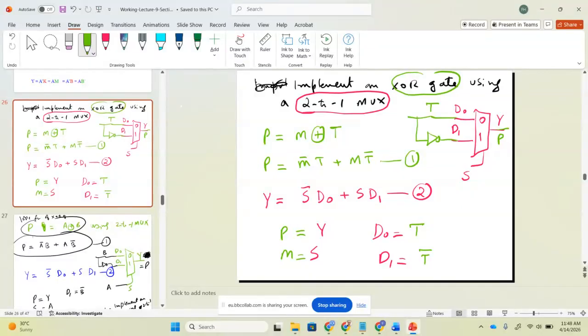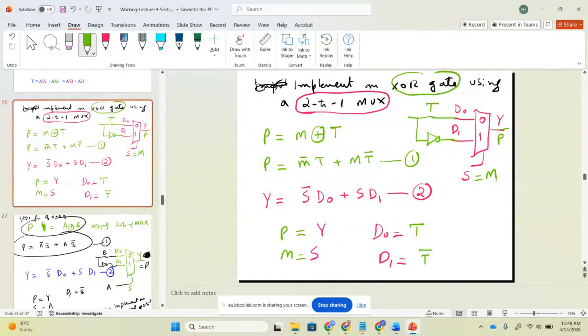And my S is equal to M. So this is how we can implement an exclusive OR gate using a 2-to-1 multiplexer. Any question? In the exam, I may also ask: implement an exclusive NOR gate using a 2-to-1 multiplexer, or implement any other gate. So you can do some logic like that. Any question? Got it or not got it?